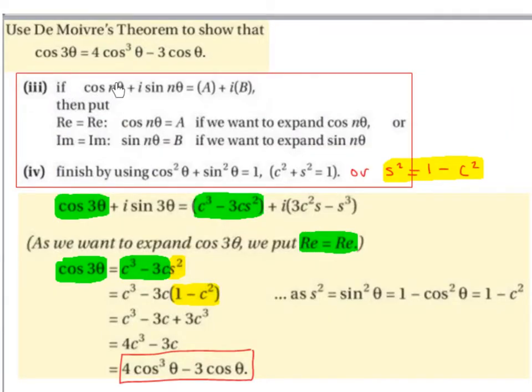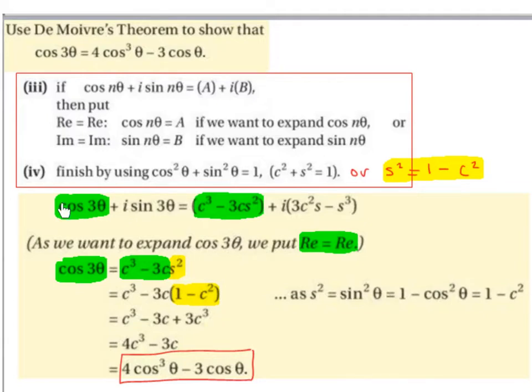If cos n theta plus i sin n theta is equal to a plus ib, then put real equal to real. So cos n theta equals a if we want to expand on cos n theta, or imaginary equal to imaginary, which is sin n theta equals b, if we want to expand on sin n theta. So we want to expand on cos 3 theta, so we're going to put the real equal to the real. So we're going to put cos n theta equal to a.